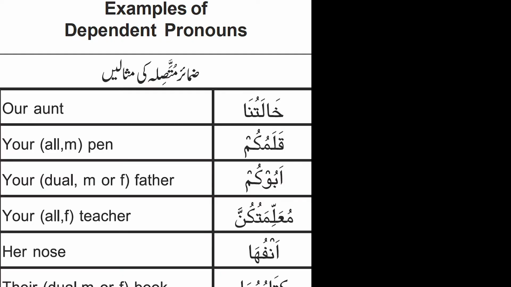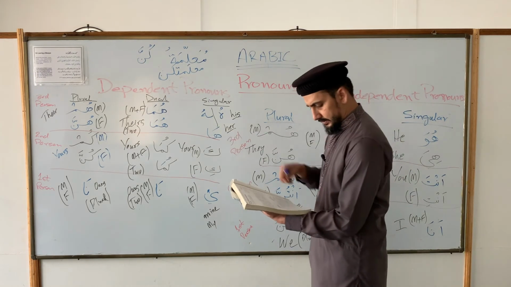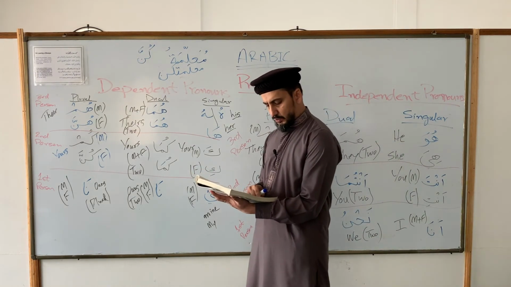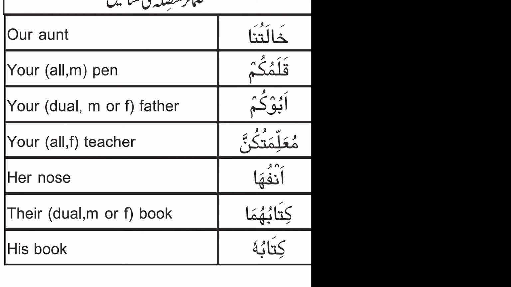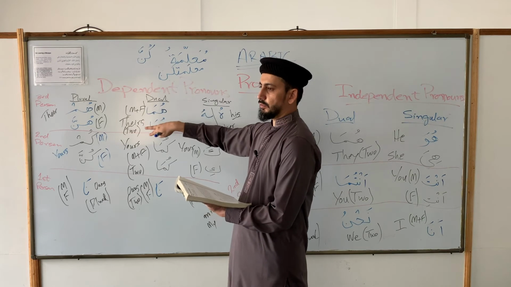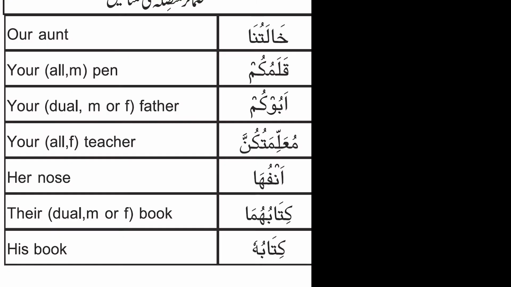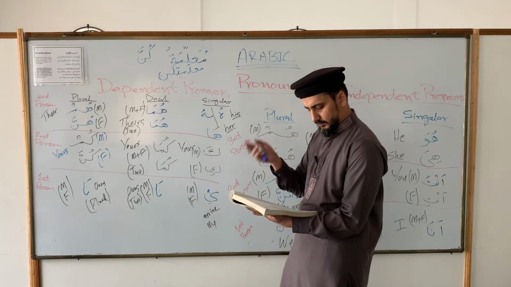Next is anfuha. Her nose. Anfu means nose. Ha is this, her nose. Kitabuhuma. I have been given an example of kitab. Kitabuhuma, their book. And huma is from this group. So it could be two females or two males, but there are two. Their book. Kitabuhu, his book. The very first example, kitabuhu, his book.